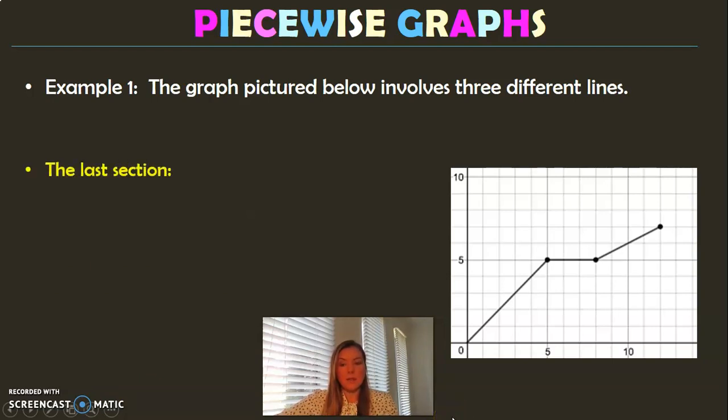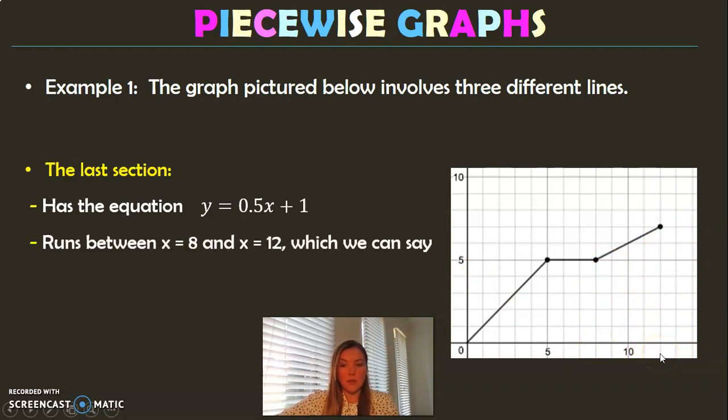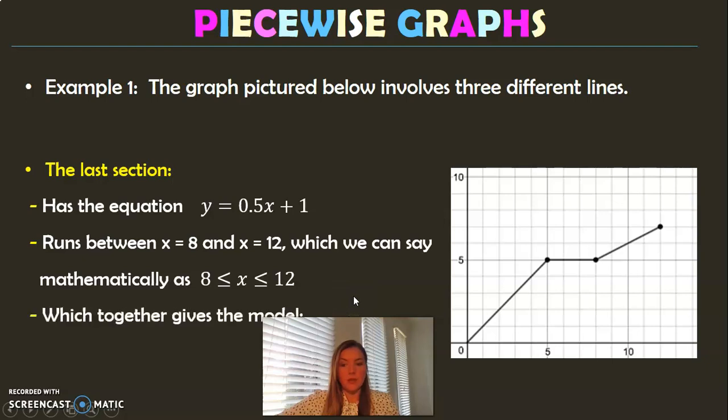The final section here, and that's a little bit harder to tell what the graph is. I'll just tell you what that one is. It has an equation y equals 0.5x plus 1. We can see obviously it's limited between x is 8 and x is 12. All right, so we'd say that as 8 less than or equal to x less than or equal to 12. Bringing those two together will give us our model for that last section of y equals 0.5x plus 1, comma, and x is bound between 8 and 12.